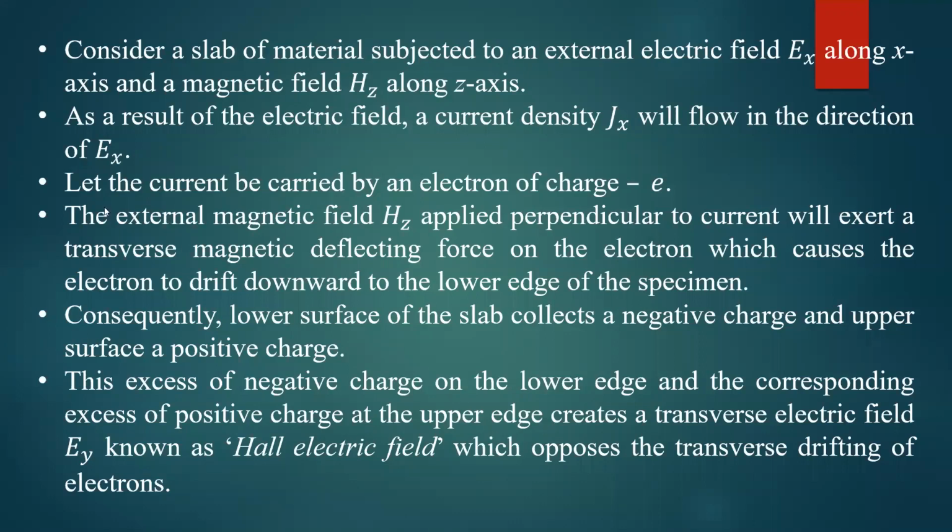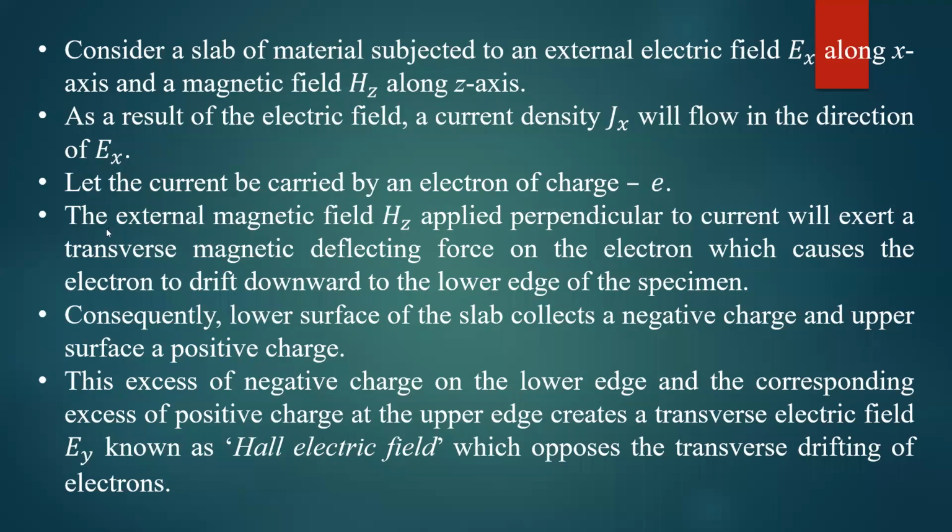Let the current be carried by an electron of charge -e. Let us take the current is only due to the electrons, not because of the holes. So the total current flowing in the material is due to the majority of electrons, and each electron has the charge -e.